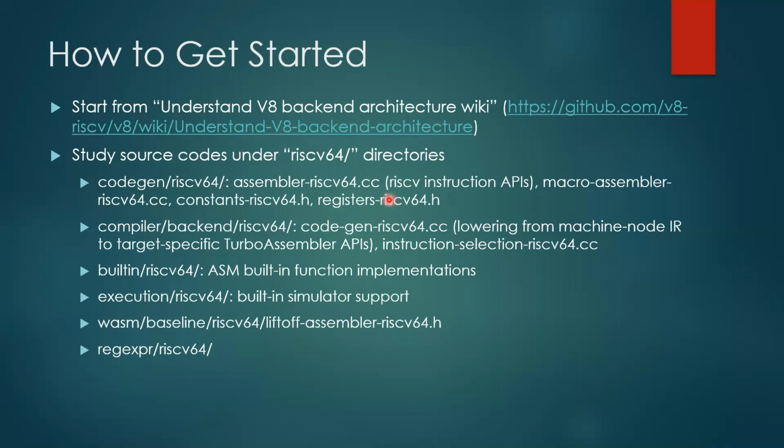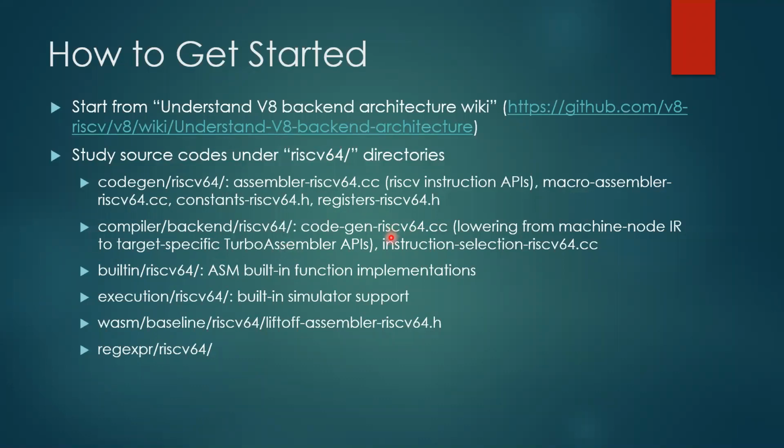And the second important one is the compiler backend, RISC-V 64. The most important one is, I think, code generator RISC-V 64.cc. This is where you lower from machine node IR, which is a TurboFan-level IR that is machine independent. Even though it's called machine node IR, it's actually independent, to target-specific TurboAssembler APIs. So the kArchDouble2C case statement is taken from this particular file.